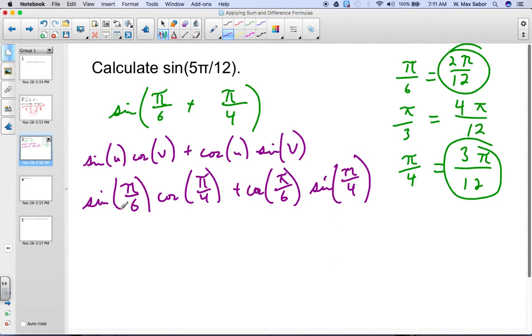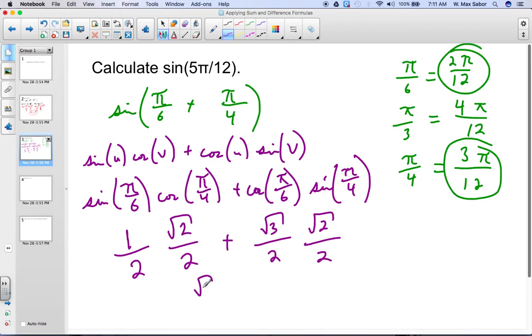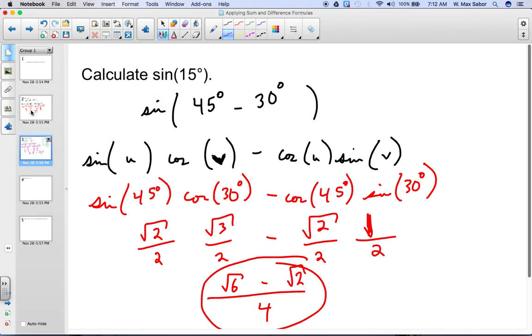Okay, now we have sine pi over 6, that is 1/2, times square root of 2 over 2. We have square root of 3 over 2, times square root of 2 over 2. So this is very similar to the previous one. We have square root of 2 over 4 plus square root of 6 over 4, which is square root of 2 plus square root of 6 over 4. Very close to our previous answer. That had subtraction. This is addition.